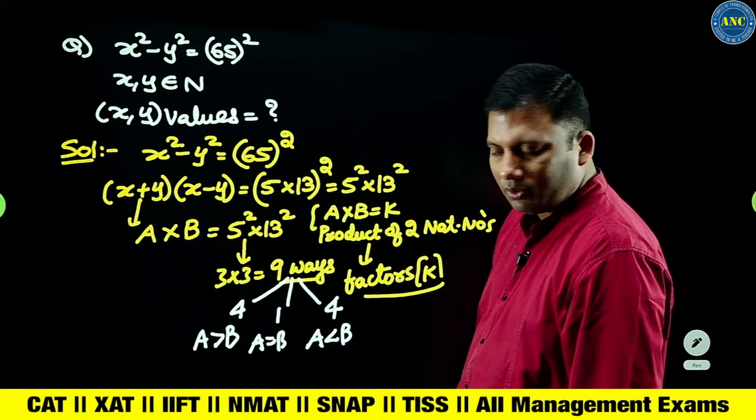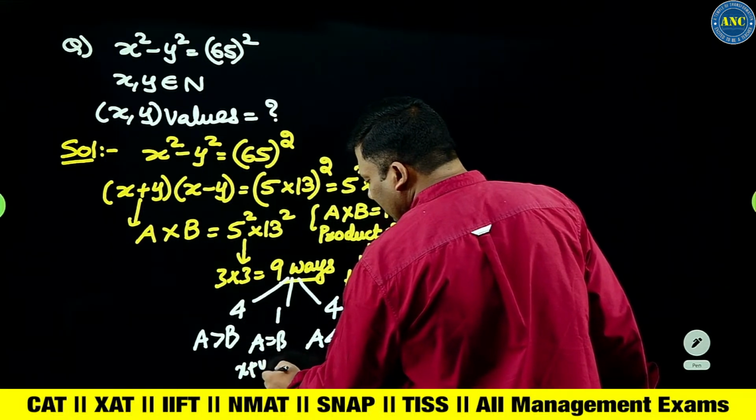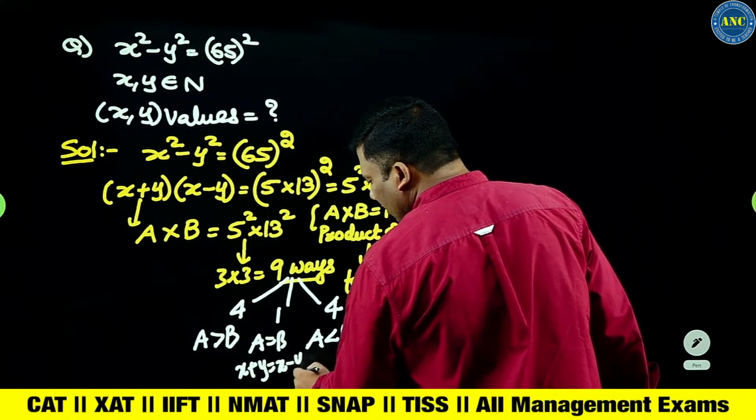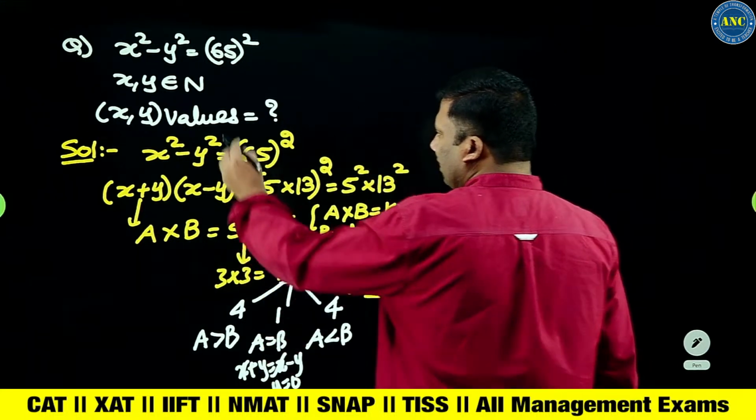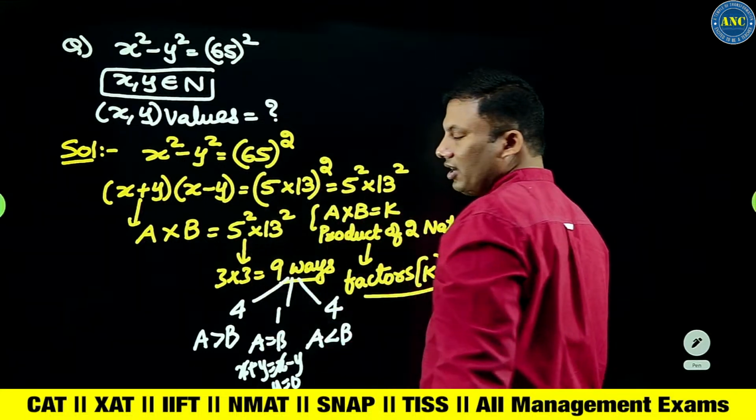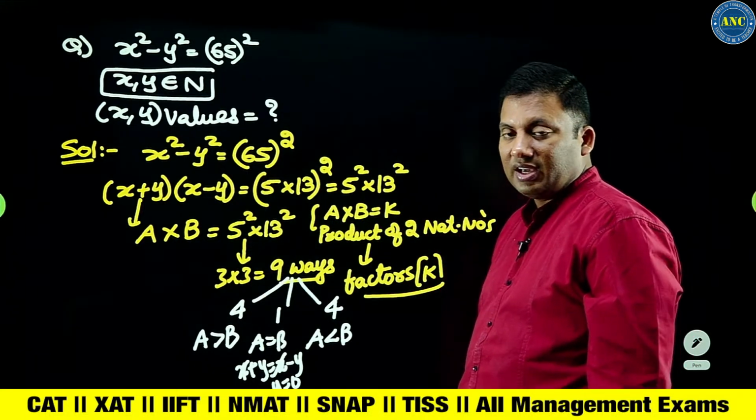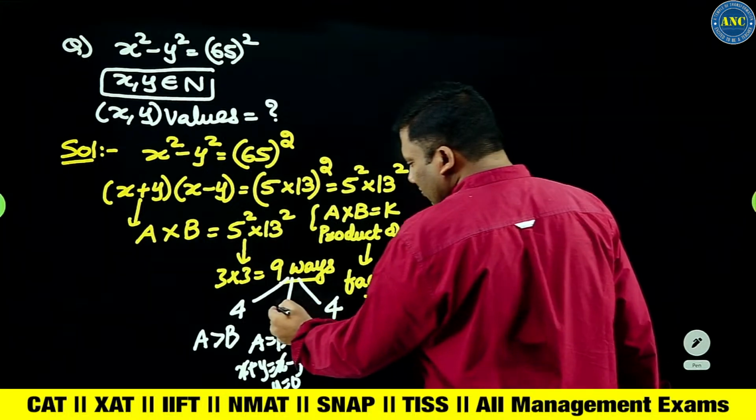A is equivalent to B means x plus y is equivalent to x minus y. X cancels, y is 0. But x and y are natural numbers. Y is 0. This case we need to omit.